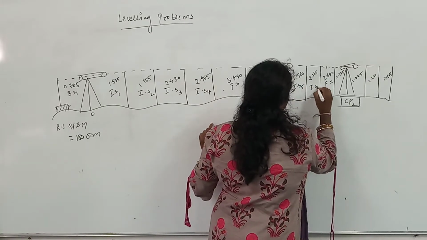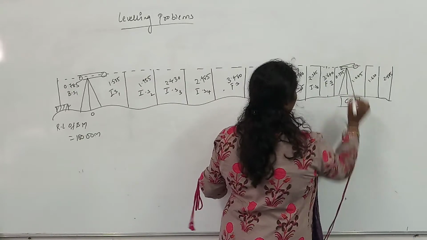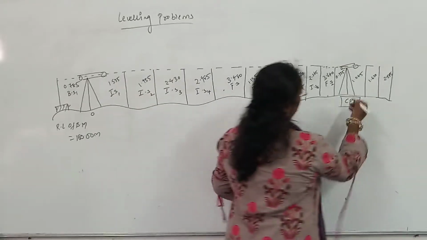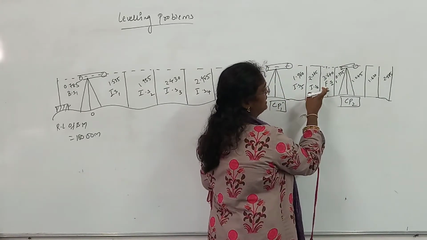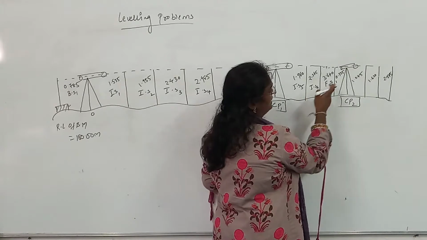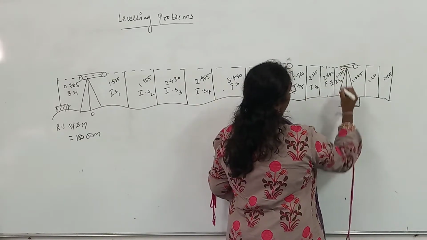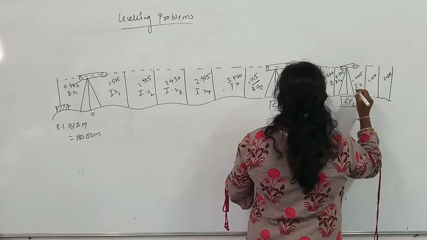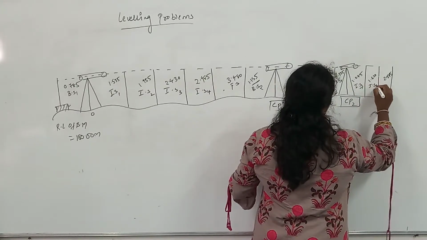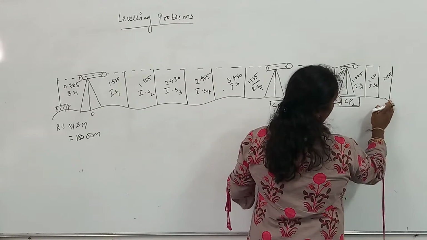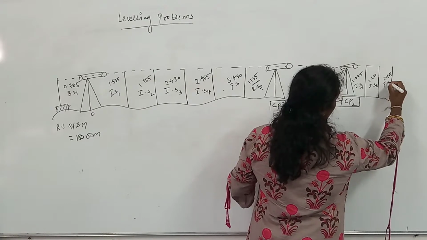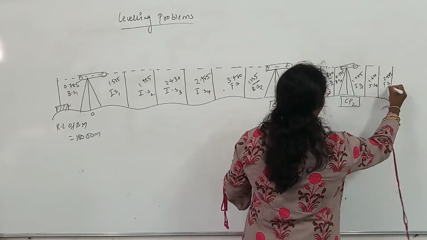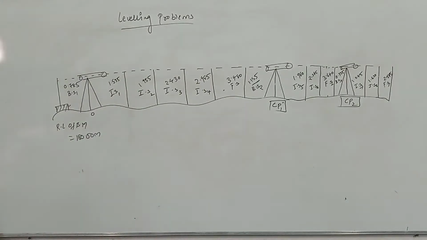The middle values will obviously be intermediate. This will be foresight 2. This is backside 2. Next, you have shifted the instrument. The reading on the same staff after turning will become your backside 3. This will be intermediate. By this I am ending the surveying for today, so that will become the last foresight. Now we will solve the problem.